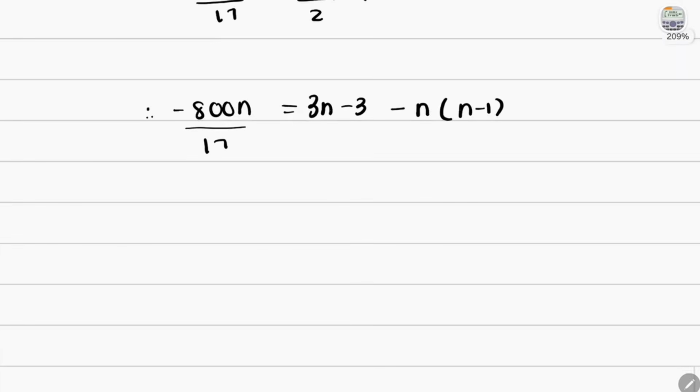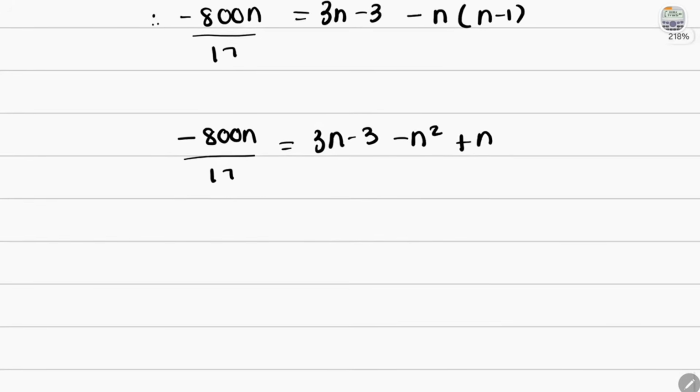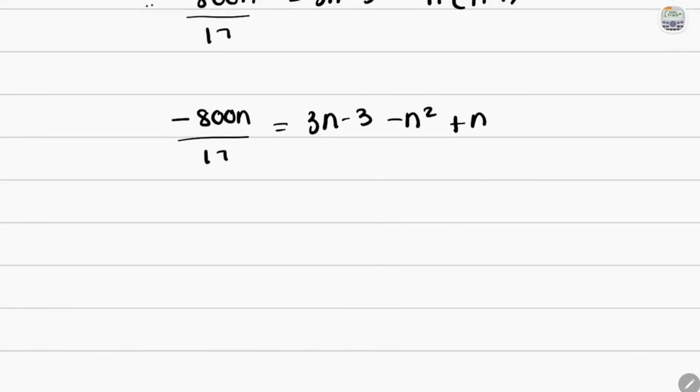Okay, so let's try to get one term here because this is already a fraction. So leave this as negative 800n over 17 is equal to 3n minus 3, and distribute, this is negative n squared, and that is positive n. Okay. So at this point you see that we're going to eventually have to multiply both hand sides by negative 17 to just get that off the denominator. So this is negative n squared that we have, and then these two make up positive 4n minus 3.